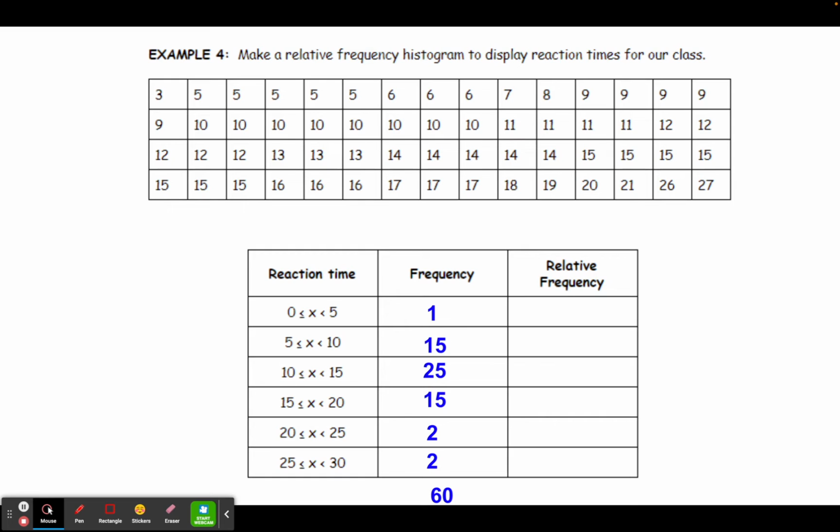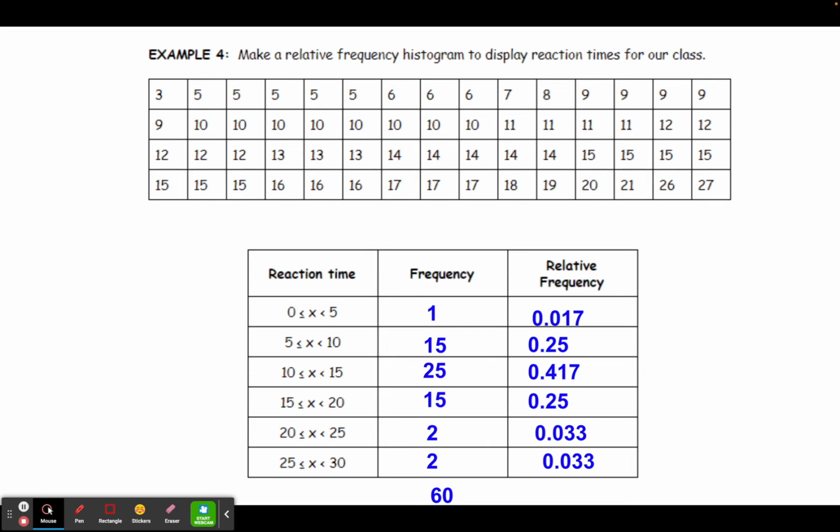Now, for relative frequency, then we're going to calculate percents. So for the first class, we have one data value out of the 60 data values in our table, and 1 out of 60 is 0.017. So that's pretty small. It's about 1.7%. 15 out of 60 is 25%. And then we're just going to go through and turn all of those into percents, and we're going to keep 3 decimal places on each of them. Just that's because that's typically what we do with percents.